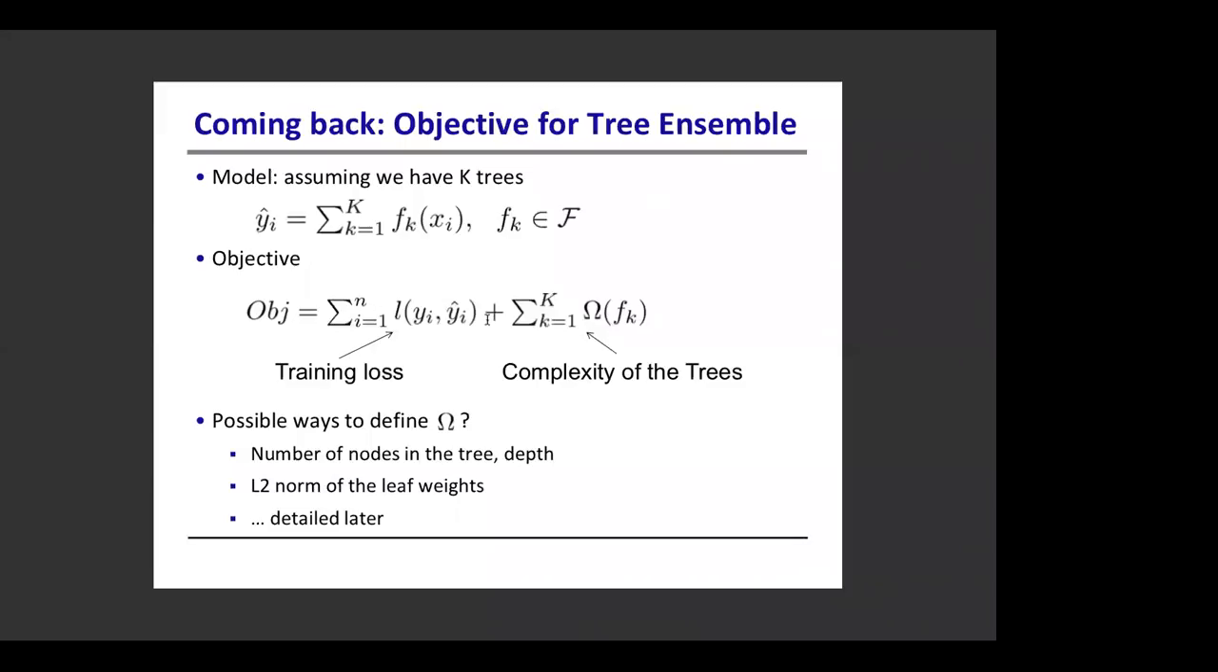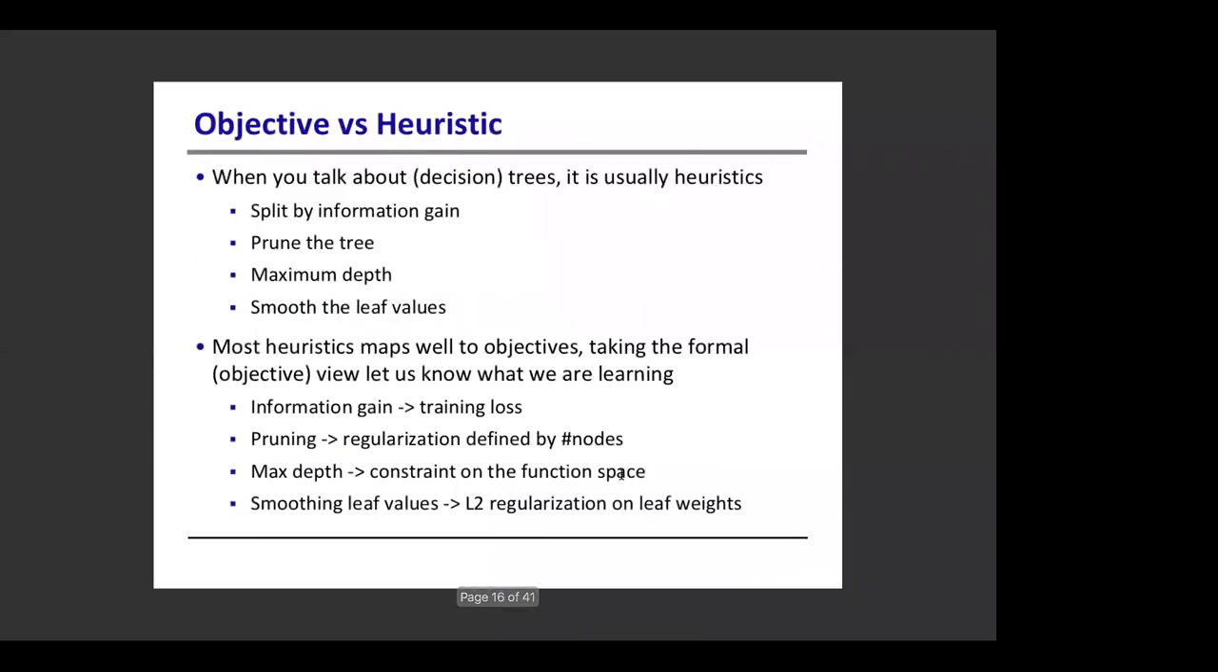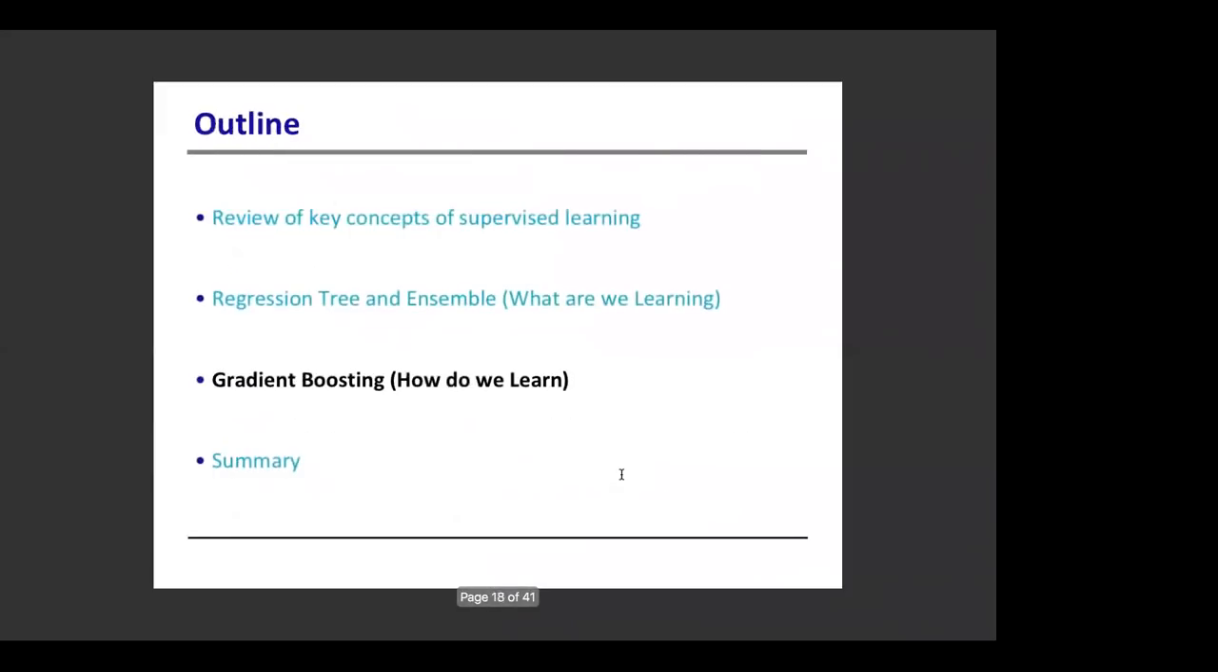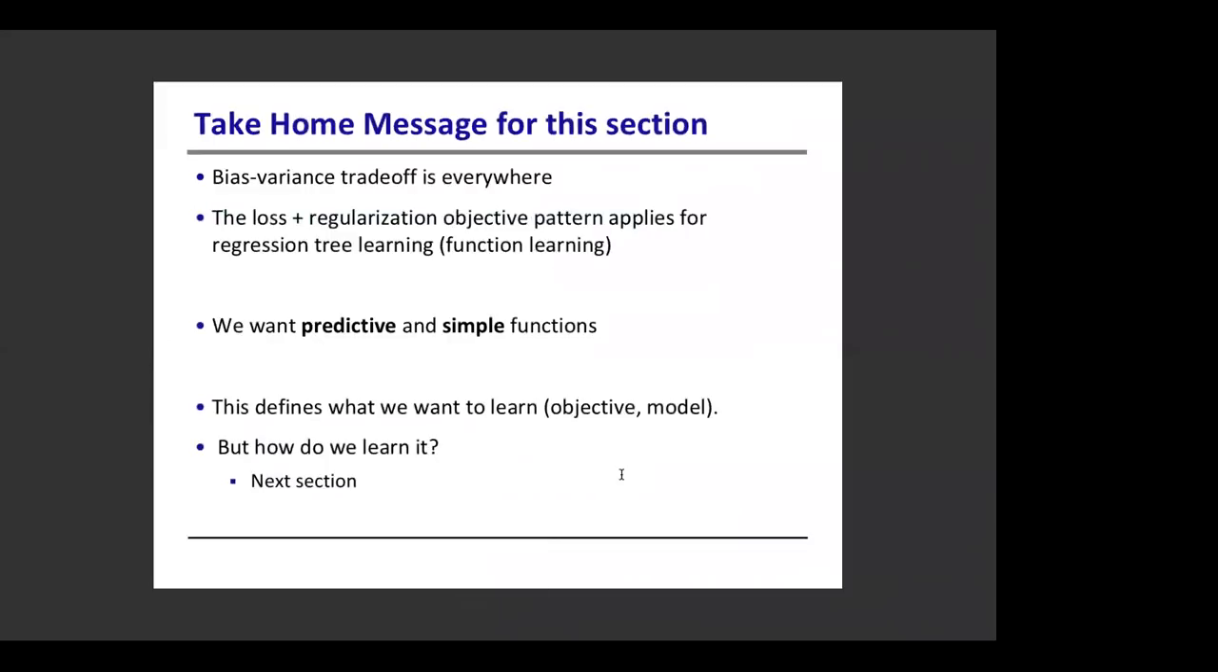Okay, so this part is to bring down underfitting. This part is to bring down overfitting. That's as simple as that, the entire gist of machine learning, coming up with most of the algorithms. So the bias versus variance trade-off is everywhere. The loss plus regularization objective pattern applies for regression tree learning as well. And we want something predictive, giving great results, as well as simple functions.